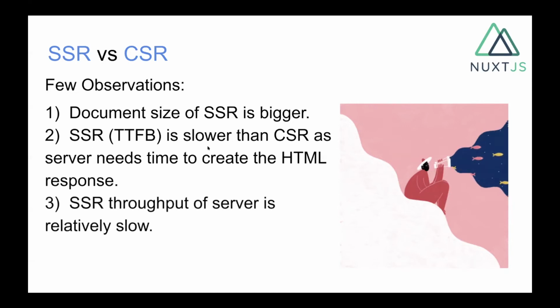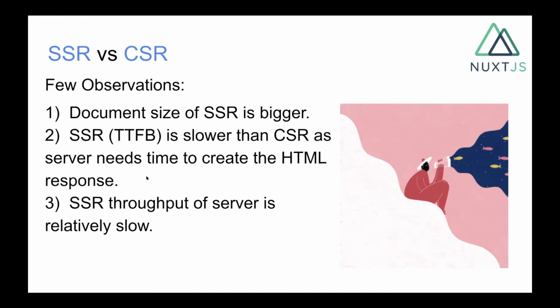And then the third point, SSR throughput of the server is relatively slow, because Webpack configuration will come in if it's the case of new modern web applications built using Vue or React. So the server needs to build things, and then all synchronous operations will happen. Ajax requests will be resolved at the server itself. So the throughput of a server is relatively slow.